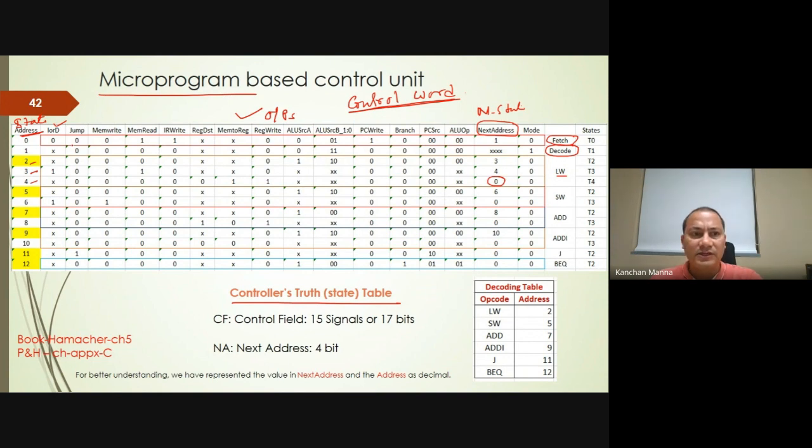And as we have stored the fetch control word in location 0, this 0 here specifies the end of the LW's execution. Similarly, for SW, we have stored the control word in 2 consecutive locations, such as 5 and 6. And you see the next field, the next address or next state field, here. So it is also saying that SW has finished its execution.